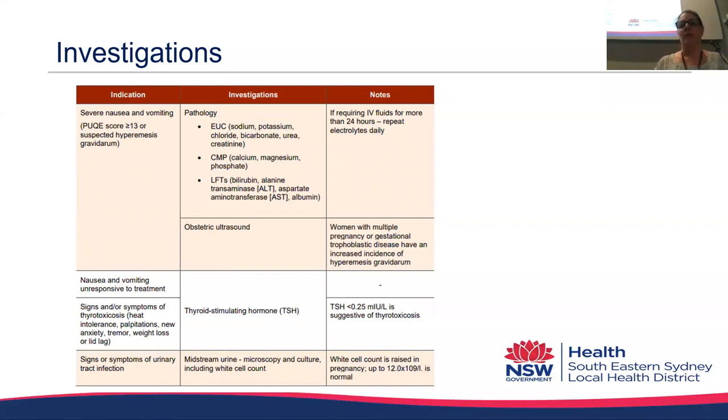Ketonuria is not associated with either the diagnosis or the severity of HG and is not recommended. A measurement of TSH is only required in women with NVP or HG that's unresponsive to treatment, or in those with milder symptoms who have signs or symptoms of thyrotoxicosis. It's also recommended that an ultrasound is performed, if it hasn't been already, to rule out gestational trophoblastic disease or multiple pregnancy, as both increase the incidence of HG.